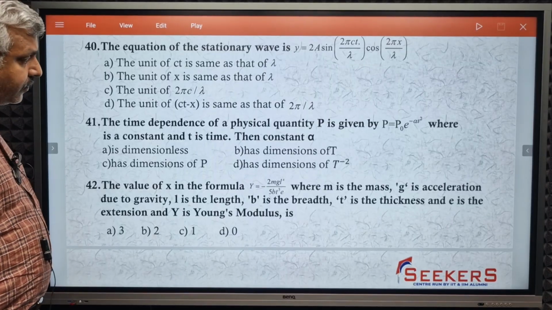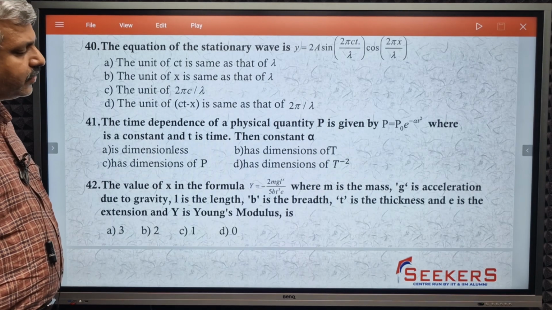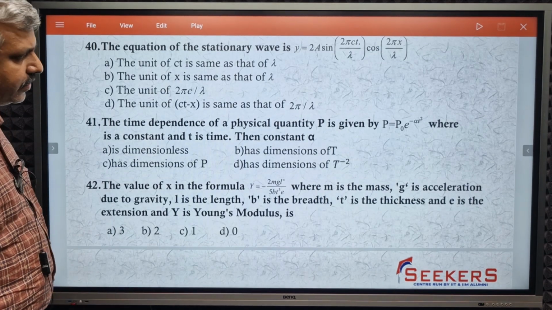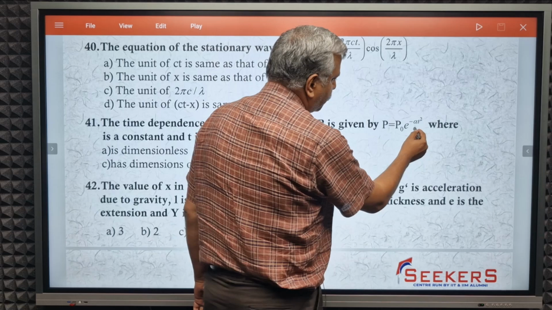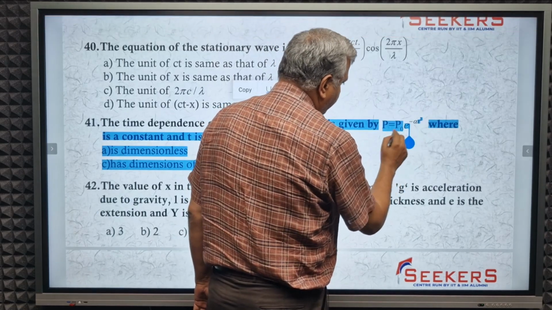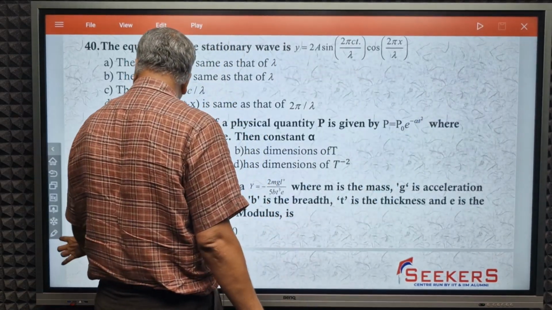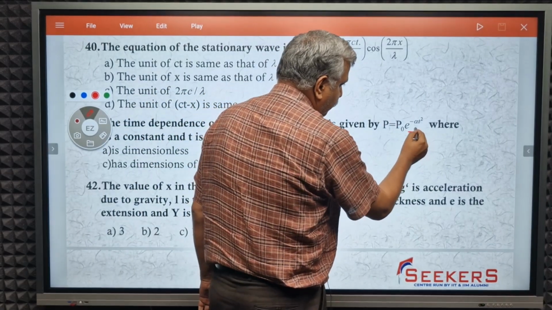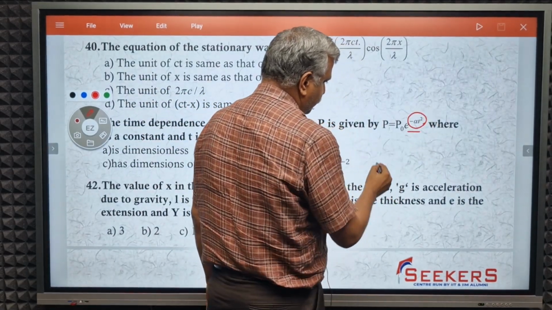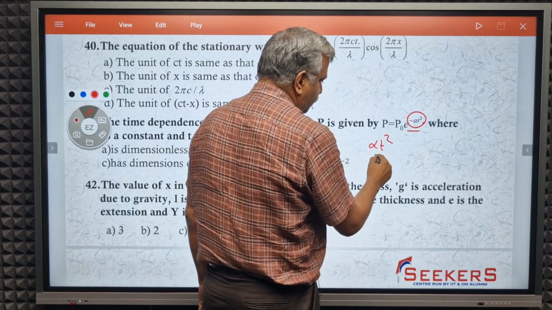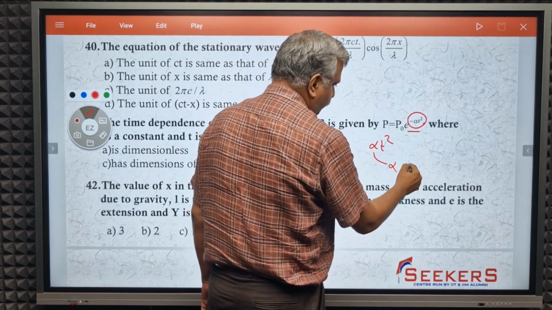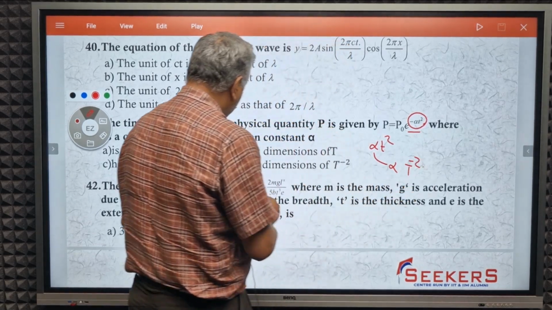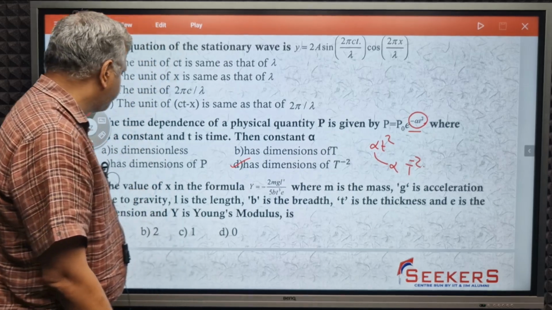41. The time dependence of a physical quantity P is given as P is equal to P0 e power minus alpha T squared. I already explained to you that whenever there is a mathematical function like this, the exponent part cannot have any dimensions. So if alpha T squared is dimensionless, then the dimensions of alpha should be T power minus 2. So option D is the right one.